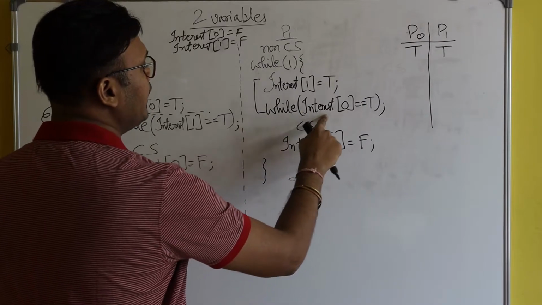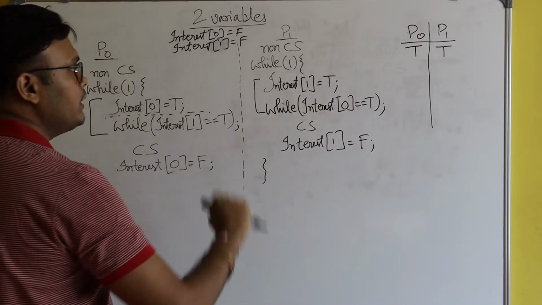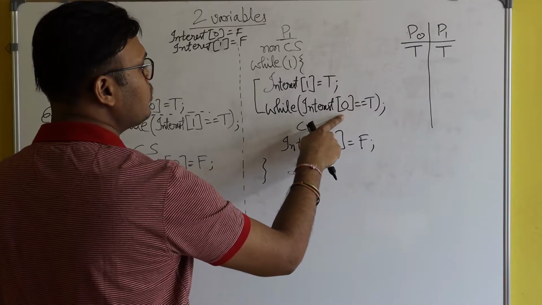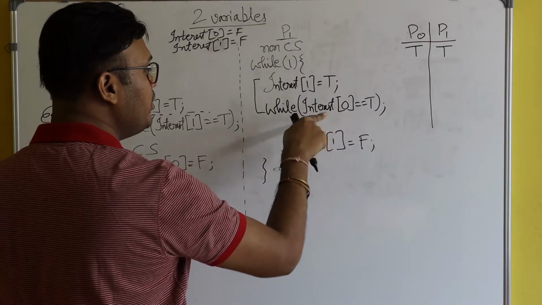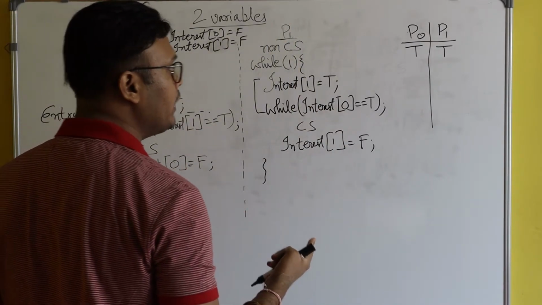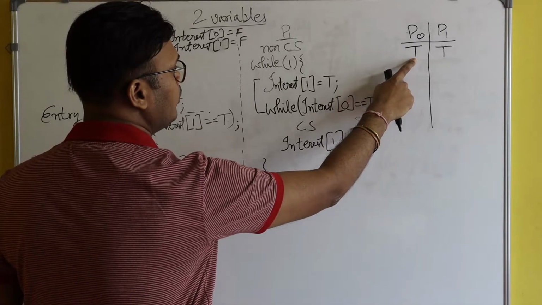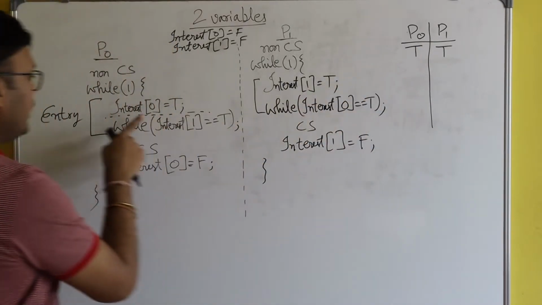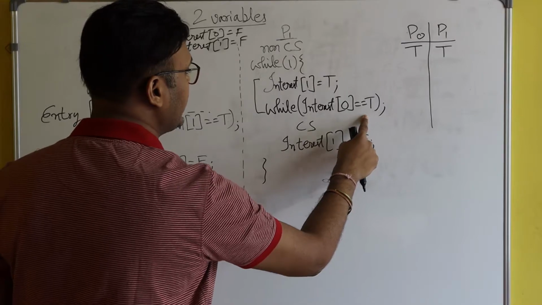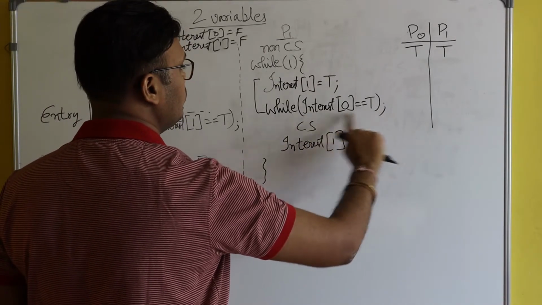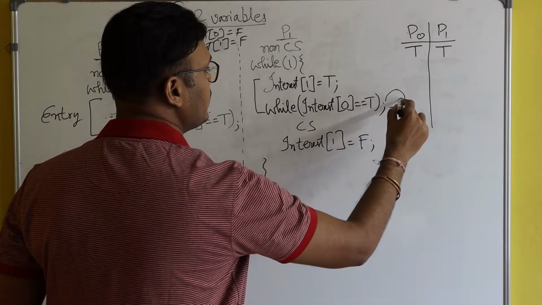Here you see, while interest 0 is equal to true. What does interest 0 equal to true mean? Here P1 is checking whether P0 is interested to enter inside the critical section. Yes, P0 is interested, because P0 has made the value of interest true. Since P0 is interested to enter inside the critical section, this condition is true. Since this condition is true, the while loop will not be broken. So P1 is stuck in the while loop.